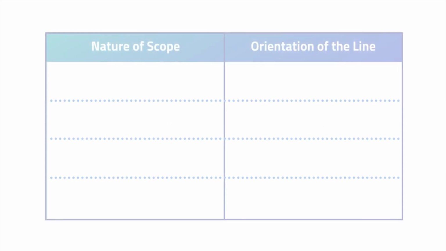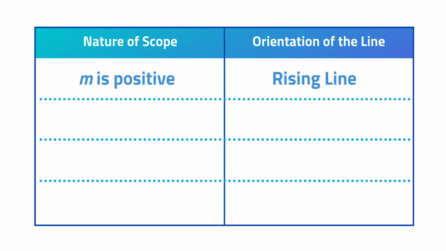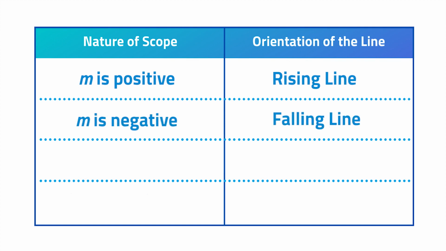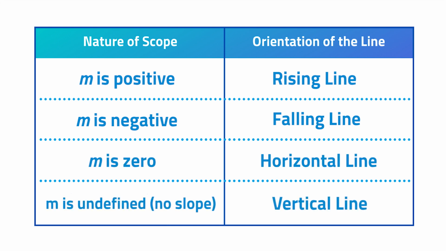Take note that the line is said to be a rising line if the slope is positive, while a line with a negative slope is called a falling line. A line can also be horizontal or vertical. Any horizontal line has a zero slope, and any vertical line has an undefined slope.